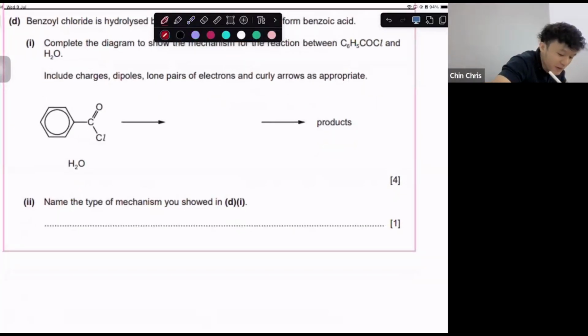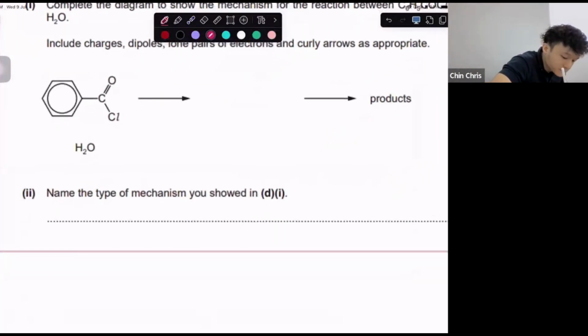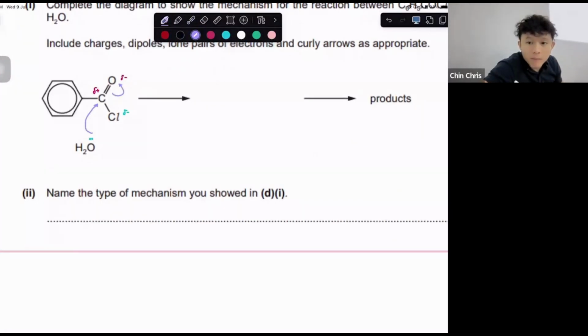Alright guys, first delta minus. After, bro, not that. Delta plus, lone pair. You can just show one, or if you want to show two, it's fine. Okay, lone pair attack here. Double bond break. Correct. Yes, correct, Helen, you're right.